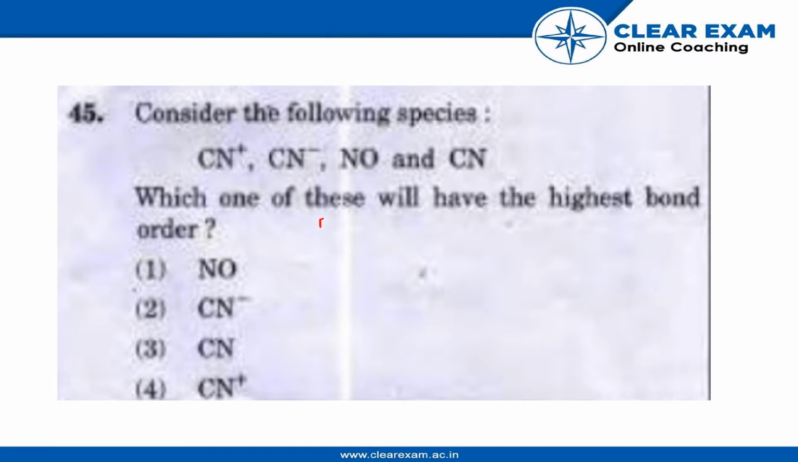The bond order for CN+ is equal to half of 4 minus 0, which is equal to 2.